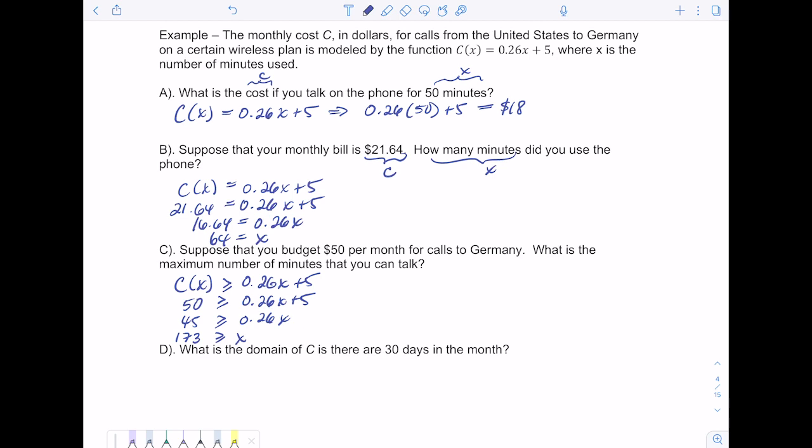Okay, so what exactly does that mean? If I was to reverse that, it would be x is less than or equal to 173. Remember, x is number of minutes. So it means that the maximum number of minutes that you would want to talk would be 173 minutes. But you wouldn't want to go over that.